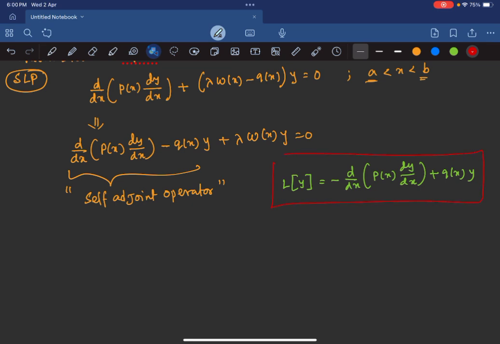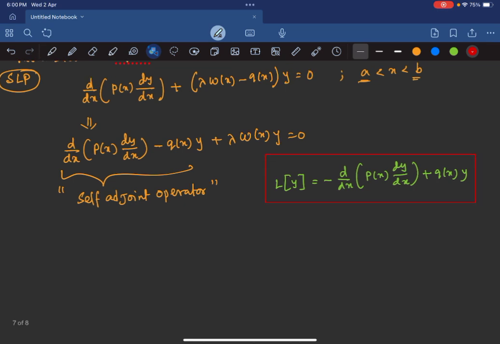plus q(x) y. This is the self adjoint operator, and here you can see exactly the same thing with a little variation in minus sign. That means minus Ly is present here. So this equation can be expressed like this: minus Ly minus lambda omega(x) y equals 0. So that means Ly minus lambda omega(x) y equals 0 is given.